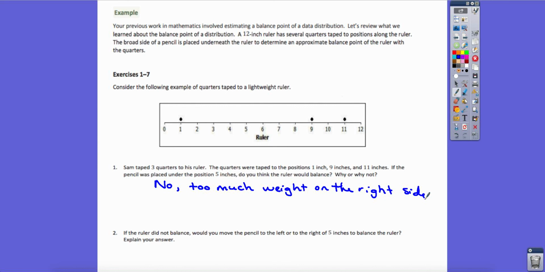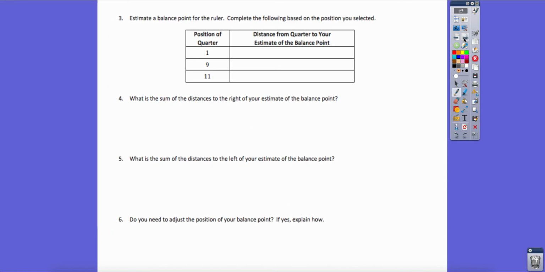Okay, so then as we look at number 2, it said if the ruler did not balance, would you move the pencil to the left or to the right of 5 inches? If this is where it did not balance because this side was too heavy, then to me I think we probably better move it this way some. So we would move it to the right. How much? We're not exactly sure, but we're going to investigate that.